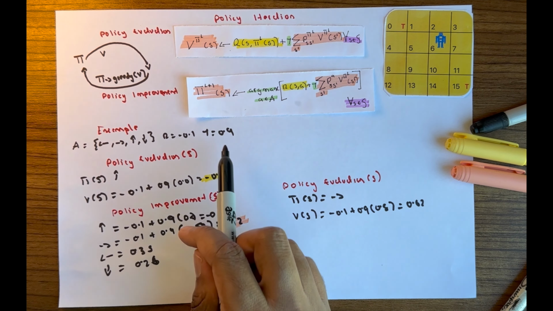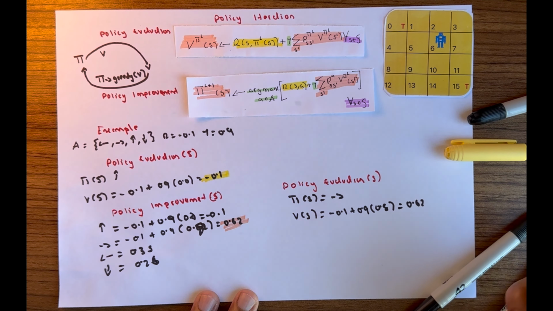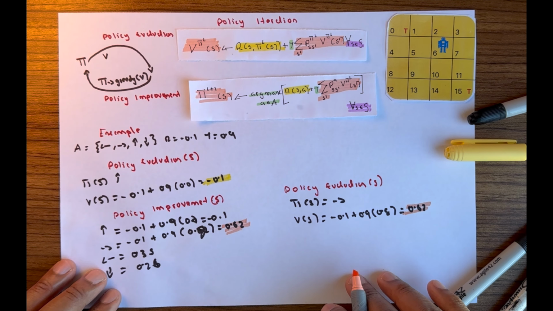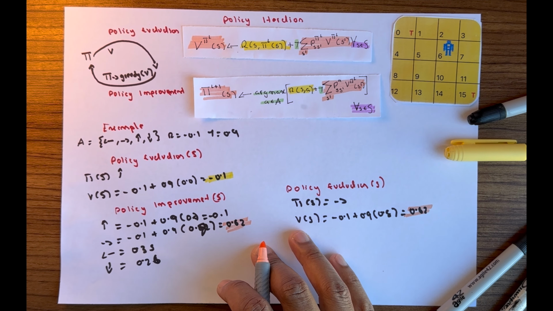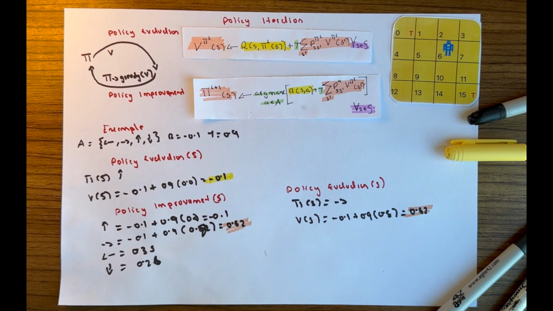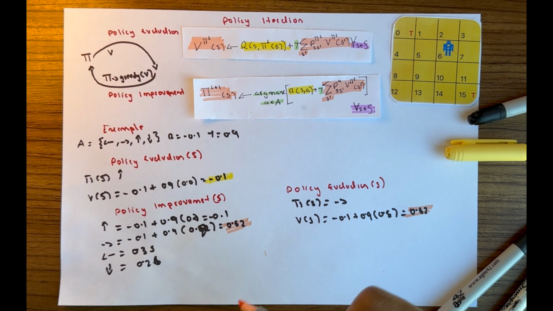Now the value of state 5 is 0.62. It has changed from previously minus 0.1 to this new 0.62, which indicates that the new policy has improved the expected return at state 5. As you repeat this process, the values will stabilize and stop changing, which will indicate that the policy has converged. After this for state 5, you do this for all the different states. This is the policy iteration algorithm: you evaluate, improve, then repeat until convergence.